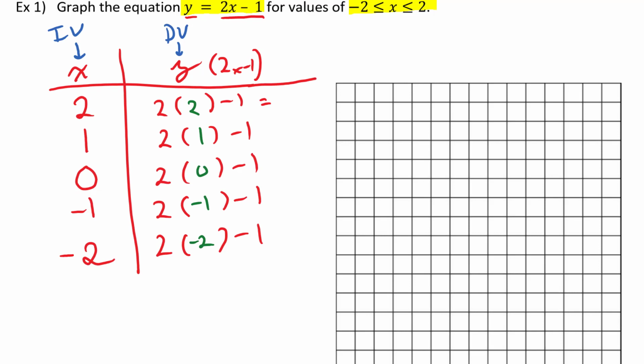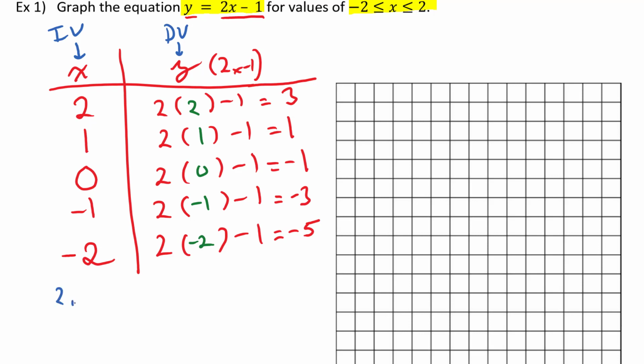2 times 2 is 4, minus 1 is 3. 2 times 1 is 2, minus 1 is 1. 2 times 0 is 0, minus 1, negative 1. 2 times negative 1 is negative 2, minus 1 is minus 3. We have 2 times negative 2, it's going to be negative 4, minus 1, which is going to be equal to negative 5. So here we have a set of ordered pairs.